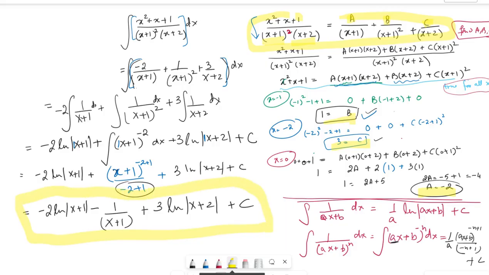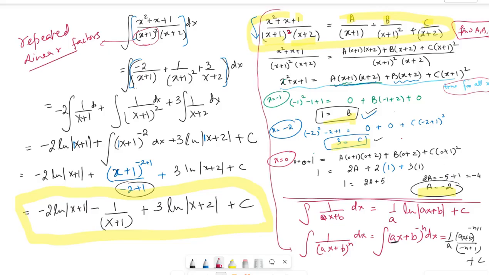This technique is called partial fractions. This example was when we have repeated linear factors. So on the right hand side, I'm showing you how you use partial fractions to split our fraction into simple fractions here, and then we can apply our rules.